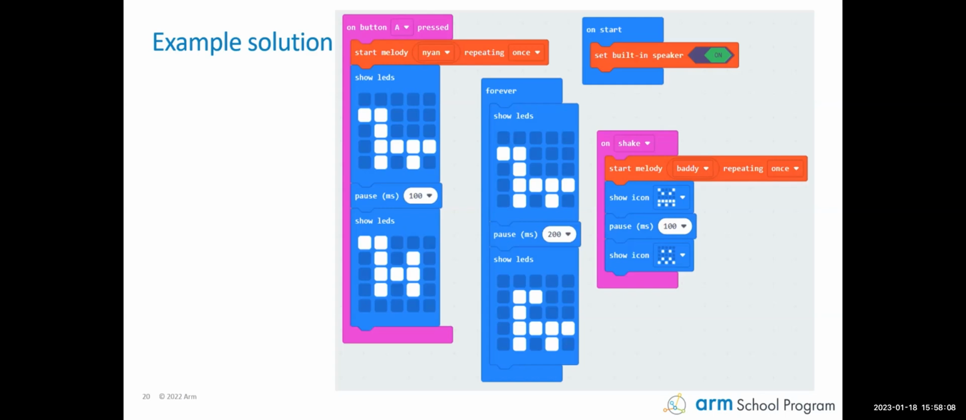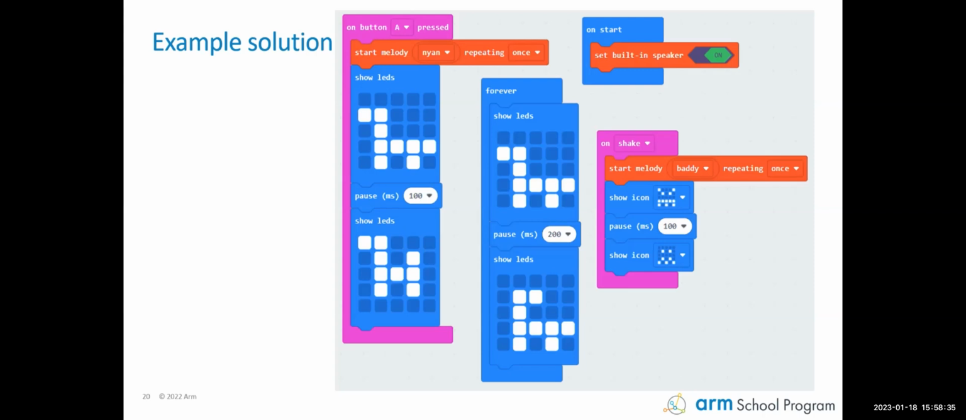The next stage is the shaking element of it. Again, you could represent that using similar iconography to what you've designed, or you could have something more direct. Here we've got some pre-made icons that we use. It plays a different sound, a melody called baddie, which is in a minor key. It's a sad sound, and then it shows the sad face, pauses for a second, then shows another sad face. So the animal's clearly not happy there.